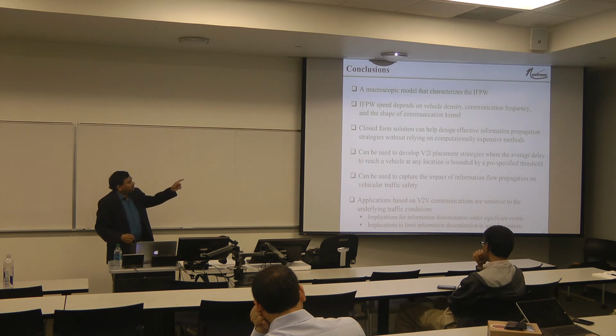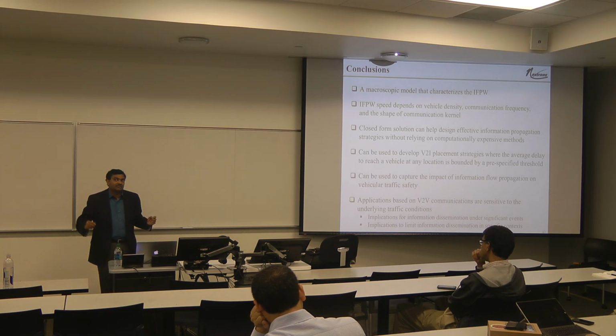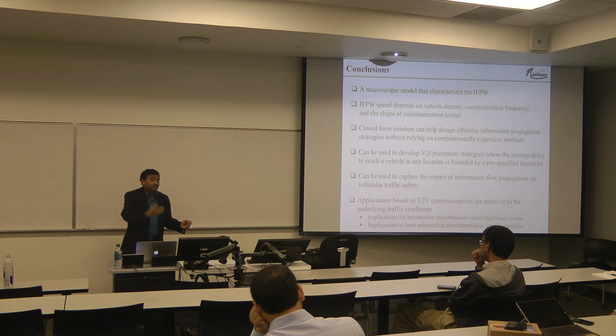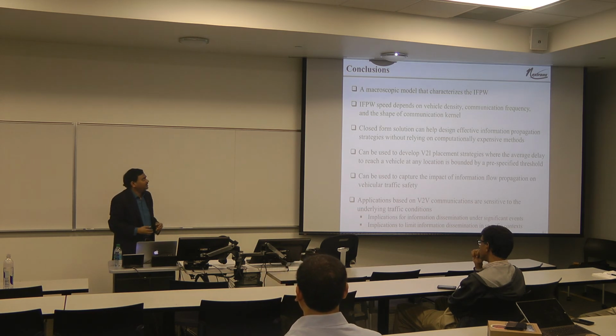The other thing is, when we have this ability to know where and how the information propagates, we can then link it to vehicle to infrastructure strategies. What that means is, where do we put transponders? Whether they're permanent or mobile transponders. Can we put them so that information that needs to reach certain locations can reach them within a certain threshold time? Why is that important?